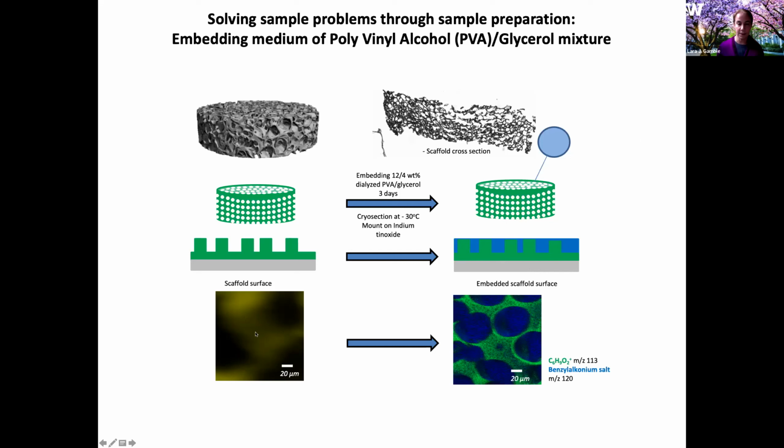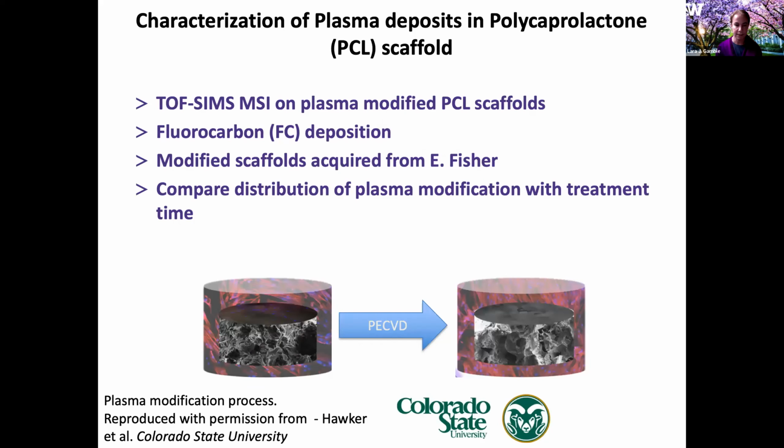It's the same scaffold, but one is filled and one is not. In this version, it becomes very blurry. In this version, we can see quite clearly where the scaffold material is in green here, and benzalkonium salt is just a salt that is an impurity within the embedding material, the polyvinyl alcohol glycerol material. So we're able to improve the image dramatically by doing our embedding process.